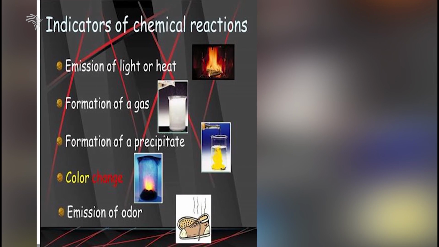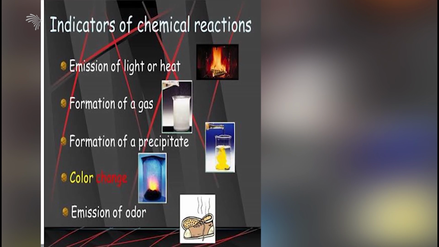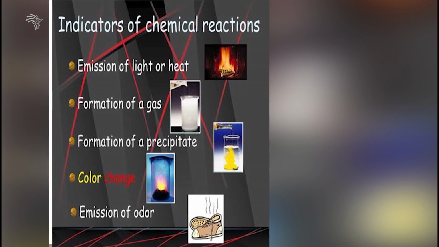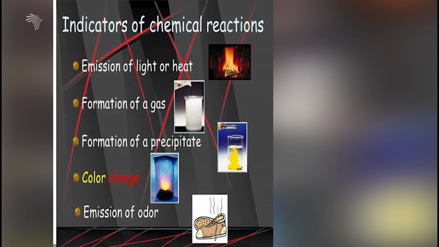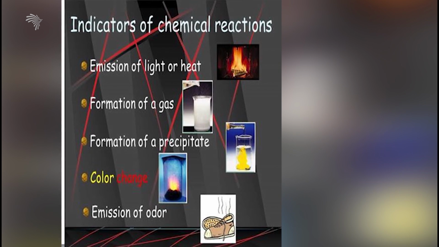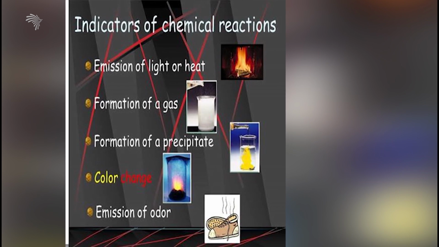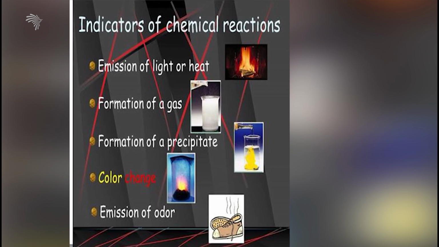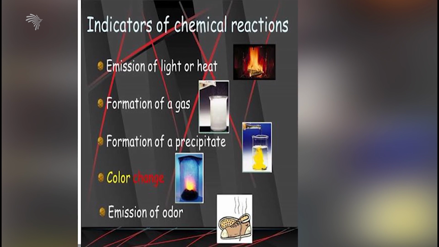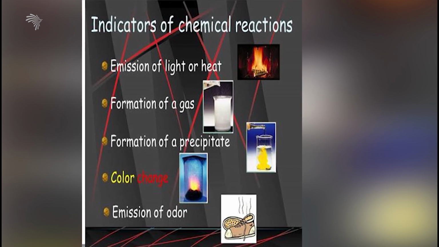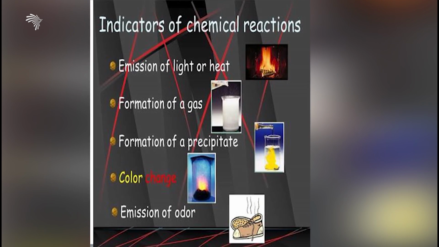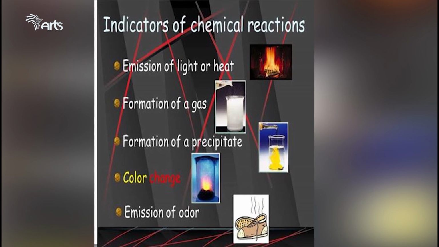And loss or gain of mass. Well, another indicator is this, right? Loss or gain of mass can be regarded as one of the indicators of chemical reactions. So let's sum up not all, but some of the indicators of a chemical reaction. The first is emission of light or heat. The second is formation of a gas, meaning evolution of gas. Third, formation of a precipitate. Fourth, color change. And fifth, emission of odor.